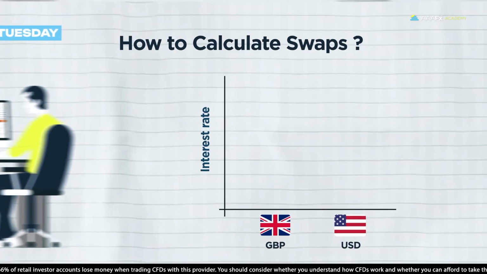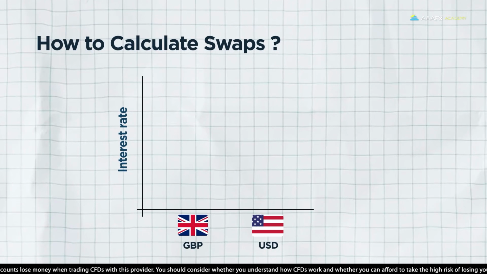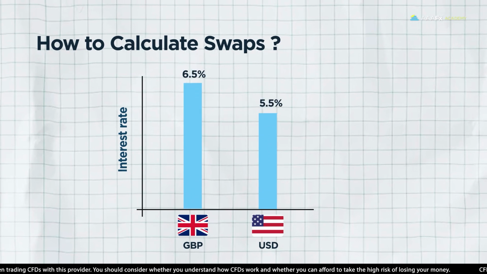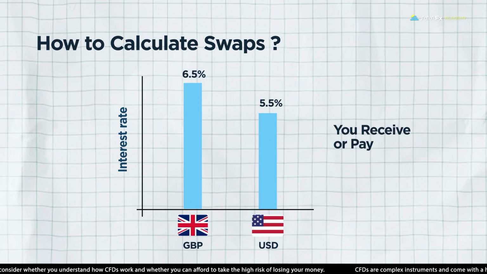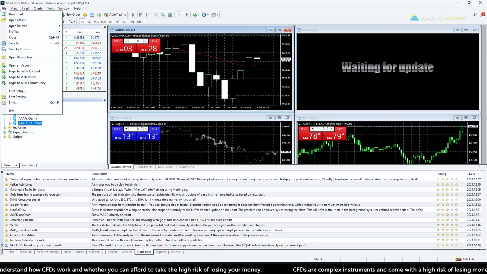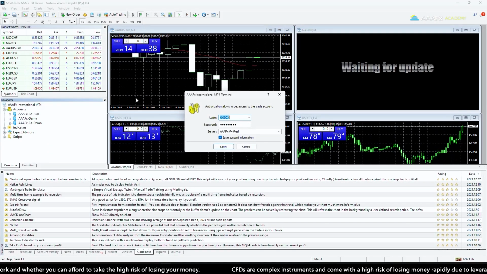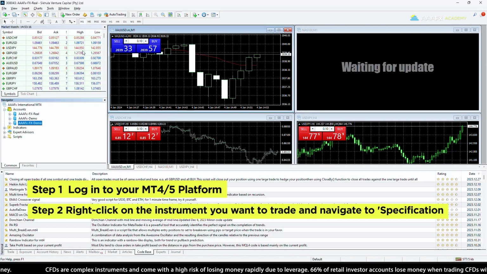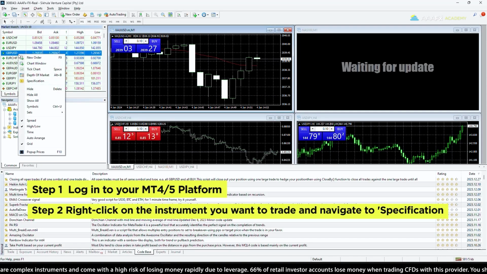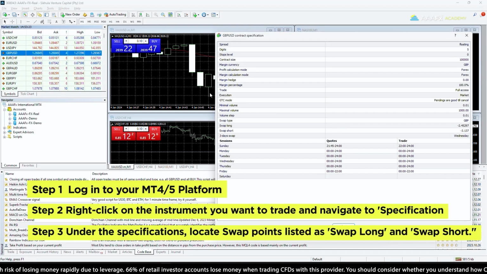So how to calculate this swap? It's all about the interest rate difference between the two currencies you're trading. This differential determines whether you'll receive or pay. Now let's get practical. Here's a step-by-step guide on how to calculate swaps on an open position. Step 1, log into your MT4 or MT5 platform. Step 2, right-click on the instrument you want to trade and navigate to Specification. Step 3, under the specifications, locate swap points listed as swap long and swap short.